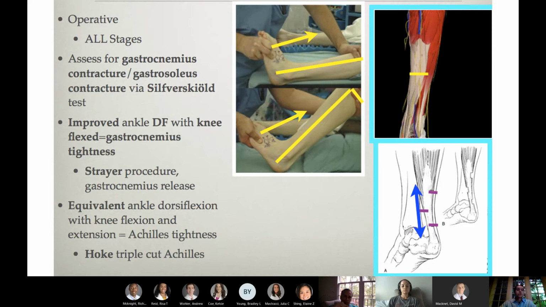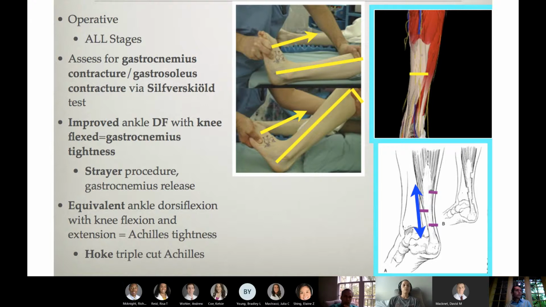What that does is that draws the heel under the ankle joint. It locks the transverse tarsal joints, whether they can do that functionally or not, and it allows you to really see if they have a contracture. Most patients with severe flat foot will have an Achilles contracture, meaning on their silver skull test, there's not much difference between knee flexed and knee extended. Some people with earlier stage disease will have just a gastrocnemius contracture, so doing a recession is something that's helpful.